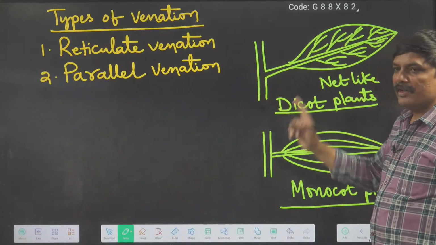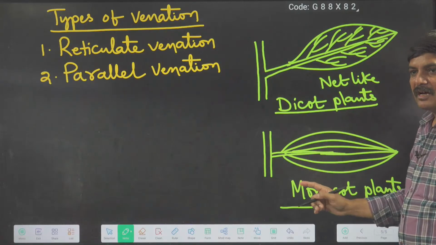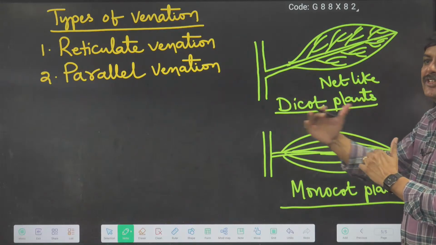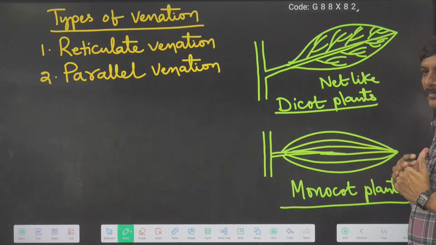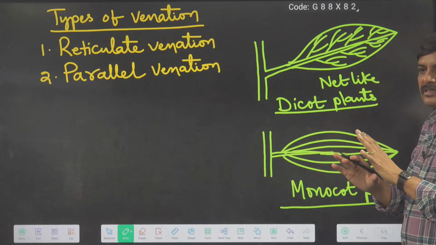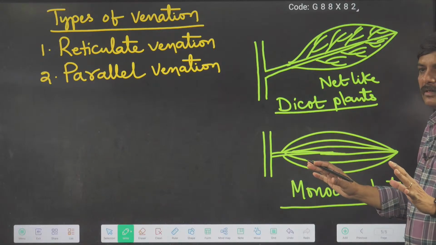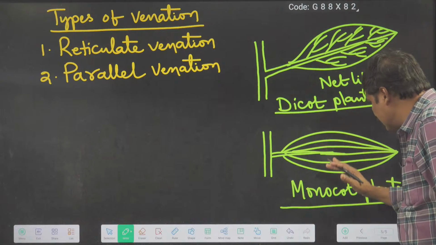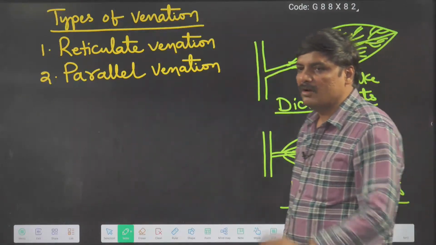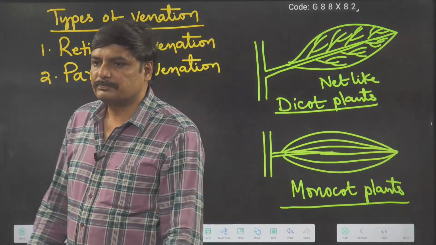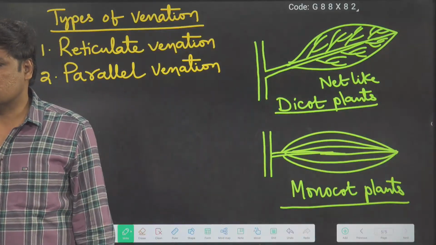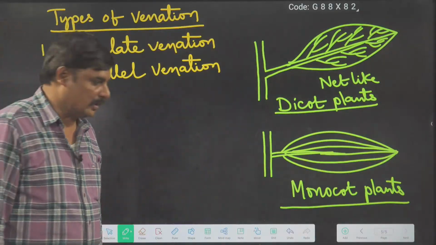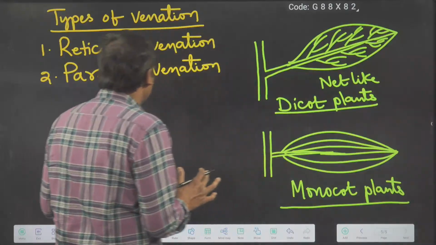In parallel venation, the veins are arranged parallel to each other. There are no conspicuous veinlets. And this parallel venation is commonly seen in monocots. These also have exceptions. Understood? Right. This is about venation.